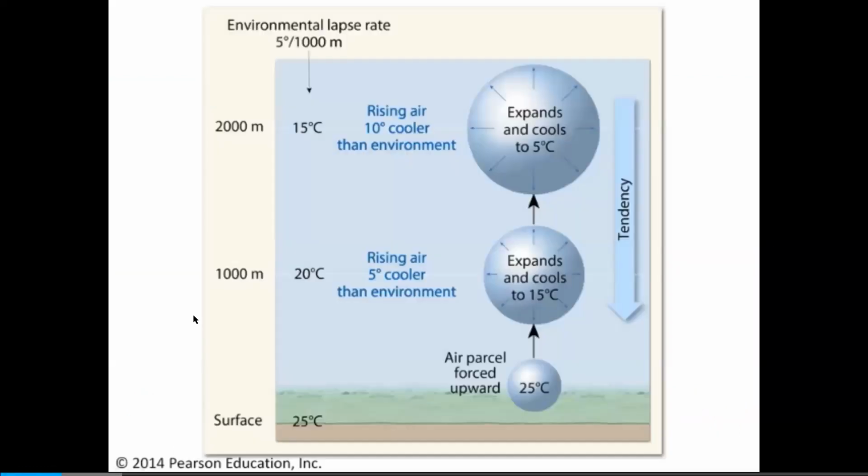Look over at the left side of this picture and you'll notice that it's showing the environmental lapse rate there. In other words, that's how much the temperature changes with increasing altitude in the atmosphere. So it's around 25 degrees Celsius on the ground. It's 20 degrees Celsius, 5 degrees cooler at a kilometer of elevation. And then at 2 kilometers above ground level, it's dropped another 5 degrees to 15 degrees Celsius. Every 1,000 meters of elevation, we change our temperature by 5 degrees Celsius.